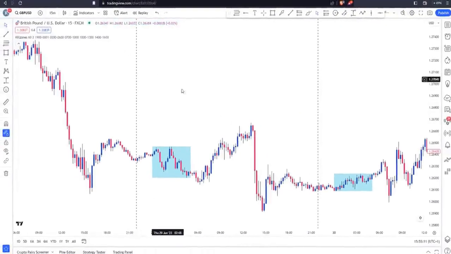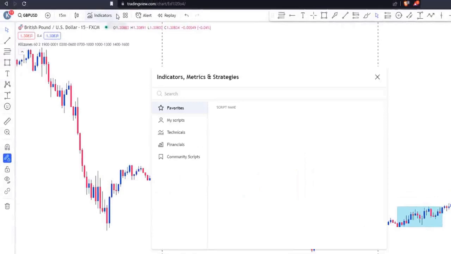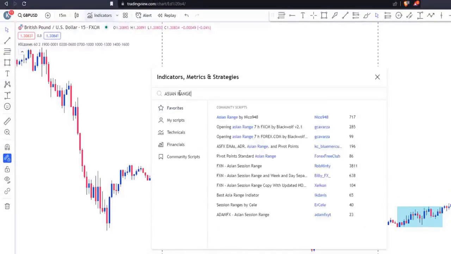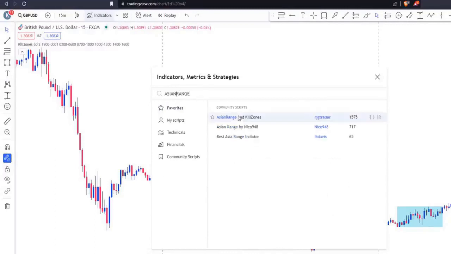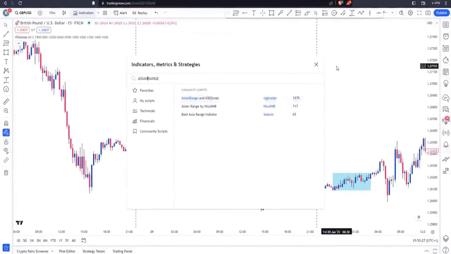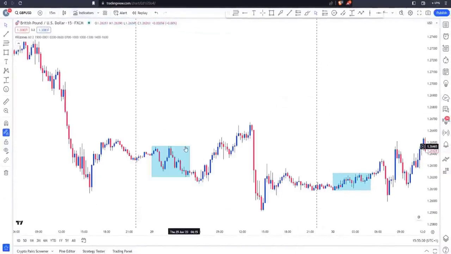And then the second thing is to head over to indicators, click on indicators and search for Asian range. It's supposed to be close to each other, so it's going to be Asian range and kill zones, this particular indicator by this guy. So click on it, and this is the particular indicator that will appear on your chart. So why do we need this indicator? We simply need this indicator because we need to have a delineation of the Asian range. It is important for us to have that. That is what this indicator will do for us.